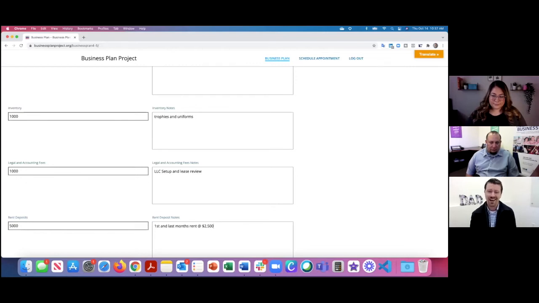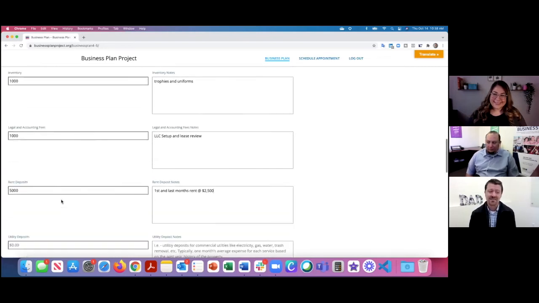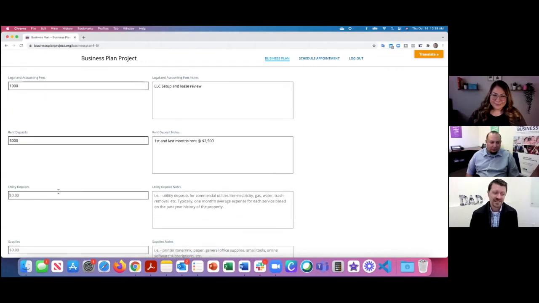So we want to know what we're signing. So do read your lease, please. If you're listening out there, read your lease, have someone look at it, give you some feedback, because that's a big one. Utility deposits, sometimes, like when you rent a new apartment, when you're just starting out, they will say you don't have a lot of credit. Maybe we're going to charge you one month's typical utility bill. So that's kind of self-explanatory.